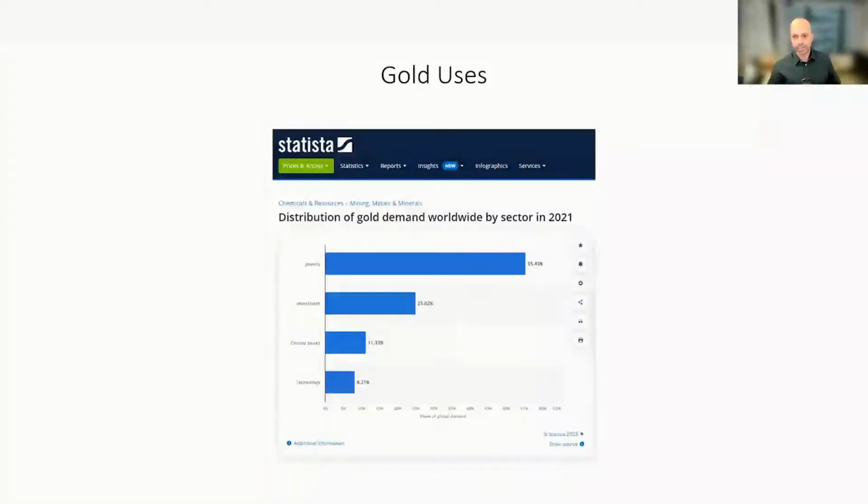Okay, so this is just a quick overview of which are the major sectors that use gold. So we obviously have jewelry, investment, central banks, technology. So jewelry takes up 55% of the market. Investment is 25%. So this relates to hedge funds, financial institutions, and retail traders buying gold ETFs, gold instruments, gold futures, and also physical gold. Yeah, physical gold and gold coins.